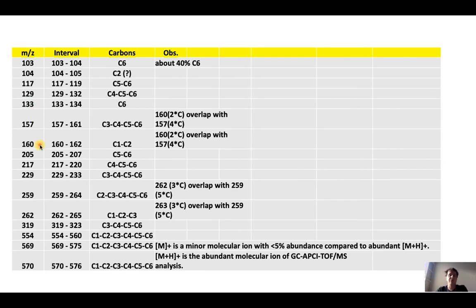We could manage to use this fragment because it contains the carbon 1 and 2, which is very important to the analysis. 205, 217, we could also use them. 262 and 259 also overlap with each other. The region of the mass spec is quite crowded, so you cannot use these fragments. We can use the 319. Actually, it's the best one, the most clear fragment that contains the carbons 3, 4, 5, and 6.